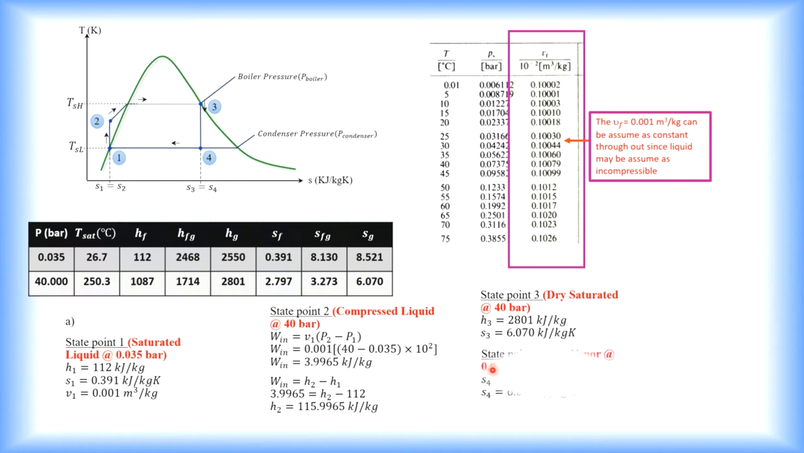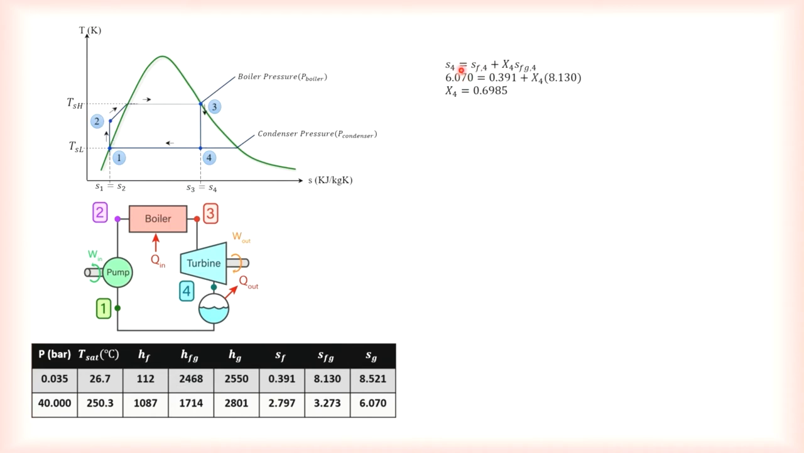So then we move to state point 4, which is wet vapor, and we know that 3 to 4 is isentropic. So S4 is equal to S3. Since they are equal, I can also say S4 is equal to 6.07 kilojoules per kg K. So from that, if we were to calculate the dryness fraction, we have a formula for all wet vapors. We use sf4 plus x sfg4, where x is the dryness fraction. This is based on the pressure of 0.035 bar, that is the condenser pressure.